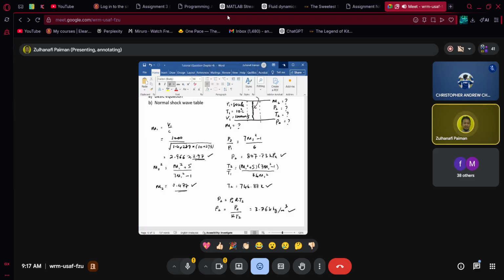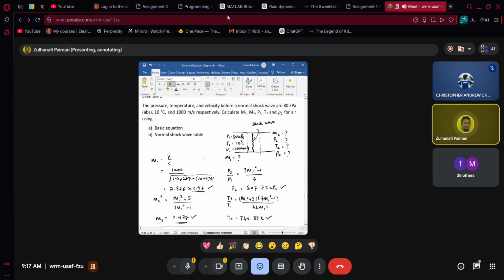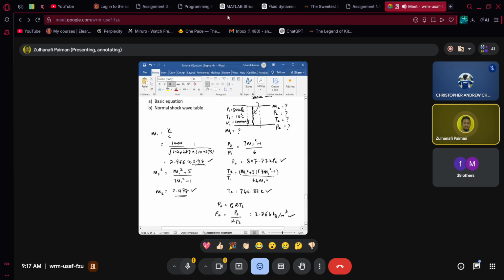Taking 2 decimals is fine, no problem. 0.48 is okay too, no issue. Okay, so actually you can cross check your answer by using the table. The second question here is to try to find this by using the shockwave table, and then make sure you get the same values.